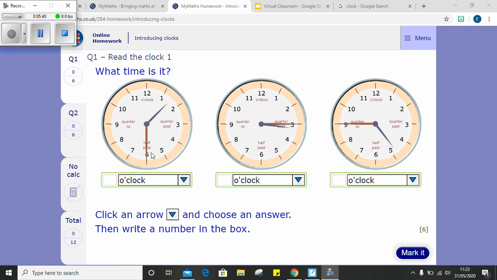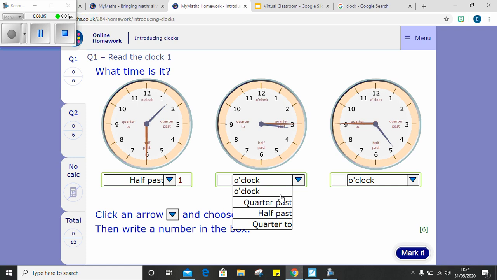I can see that's looking at half past. So I need to change to half past. Now it's half past what? So I can see that it's half past that 1 hour over there. So I'm going to put half past 1. Right, now I'm looking at this one and I can see my minute hand is on that 3, so it's a quarter past. Right, and the hour hand is just past that 3, so it's a quarter past 3.